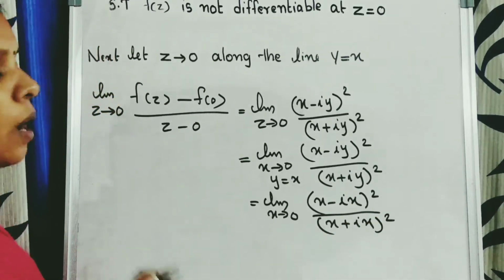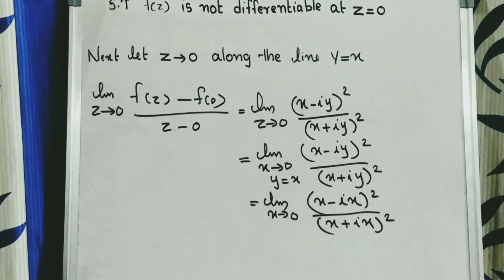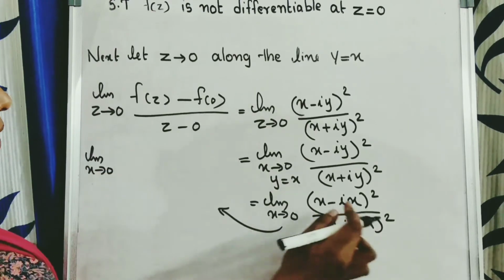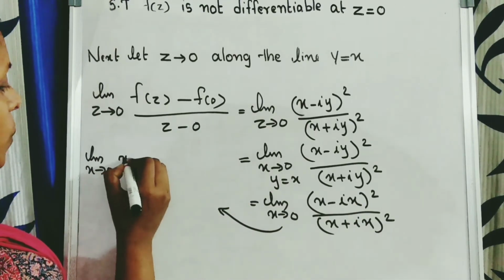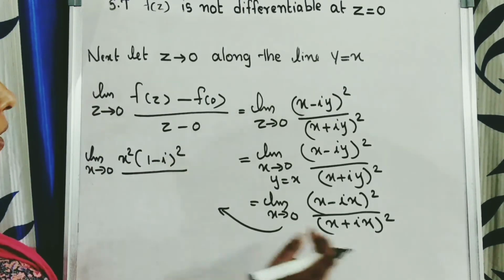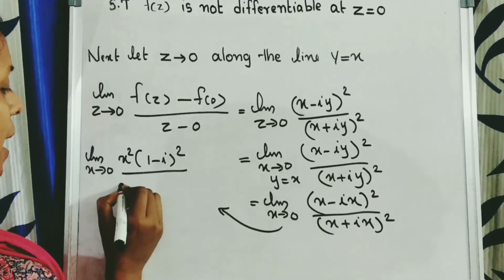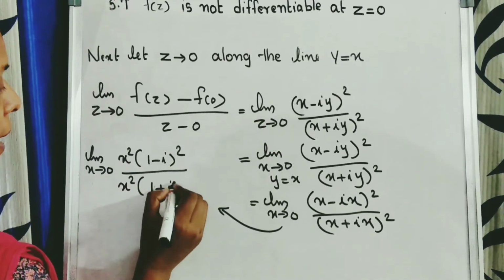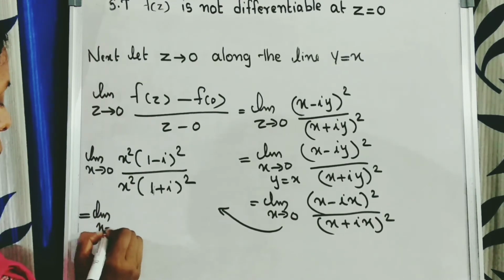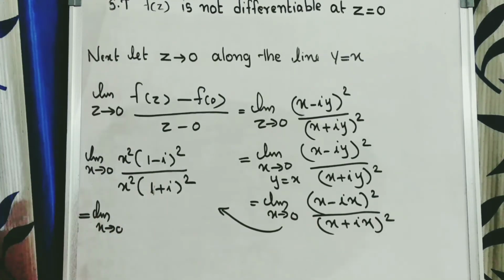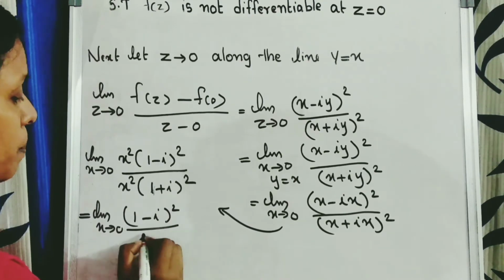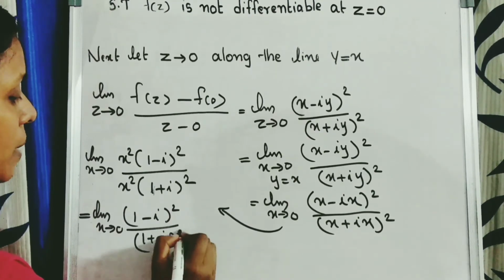Taking x outside, we can write it as limit x tends to 0. Here taking x outside, we get x square into (1 minus i) whole square divided by x square into (1 plus i) whole square. That is equal to limit x tends to 0. Here x square gets cancelled. We get (1 minus i) whole square divided by (1 plus i) whole square.